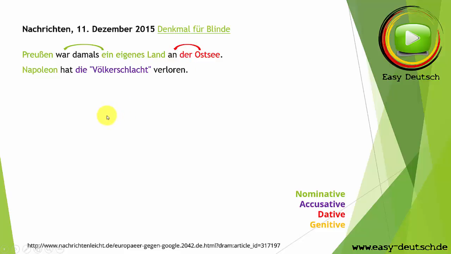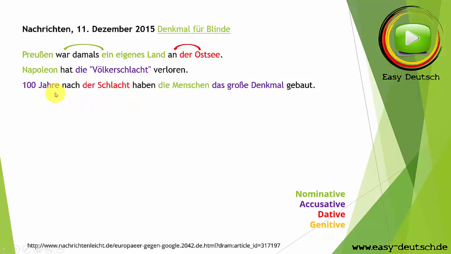Napoleon hat die Völkerschlacht verloren. Napoleon lost the battle of the people. Napoleon is the subject here, so nominative case, and die Völkerschlacht is the direct object, so accusative case, no preposition in front, so direct object, accusative case.